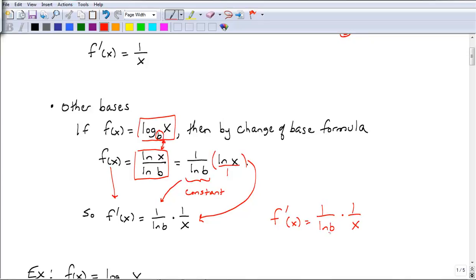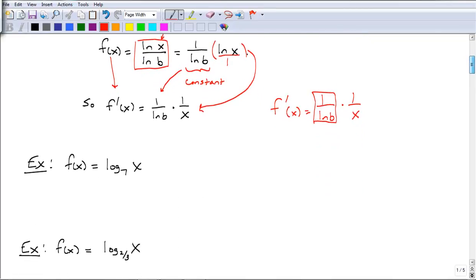Notice when the base is e, the natural log of e is just 1. That's why this doesn't show up when you see an e. This turns out to be 1 over the natural log of e times 1 over x. 1 over the natural log of e is just 1. So this part here goes away. It turns out to be the number 1 when the base is e. That's why we didn't see it before.